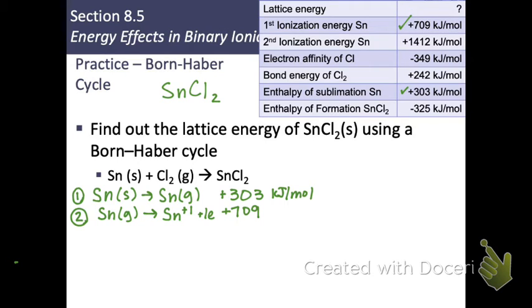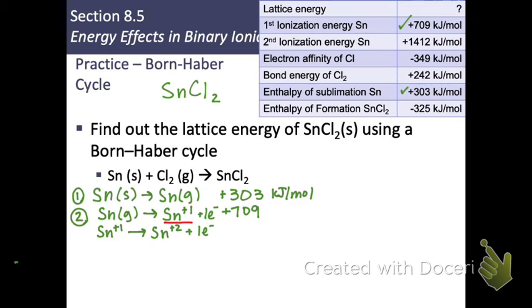Then we're going to do it again. I don't put a new step in because this is still part of step 2. We're going to take Sn plus 1, and we're going to remove another electron. That leaves us with Sn plus 2 and a second electron. Okay, you see how I did that? I took my product from here and I brought it down as my reactant, and then I pulled off another electron, which results in that +2 charge. Does that kind of make sense for everybody?